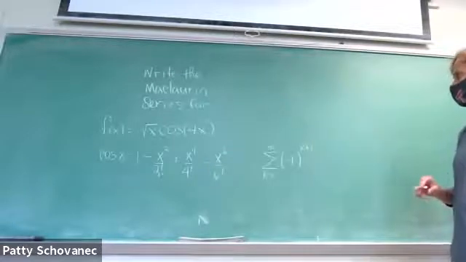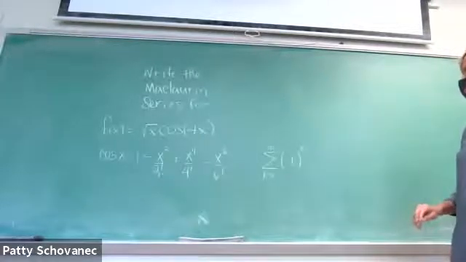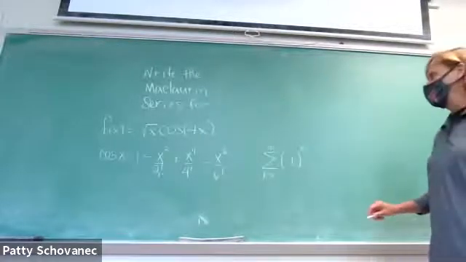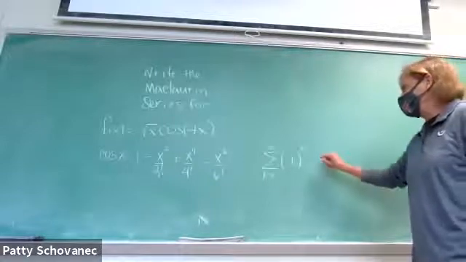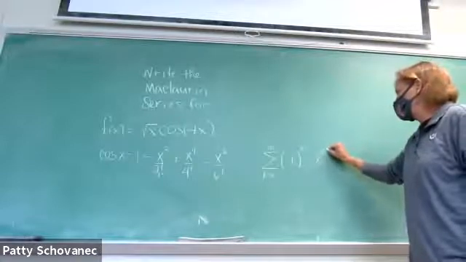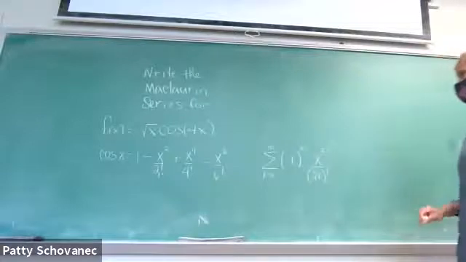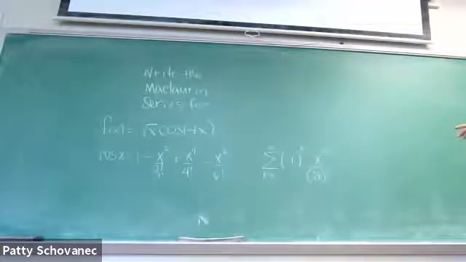So the first one's a 1, and now I need x to the 2k all over 2k factorial. Does that look like it's going to work? It gives me a 1 when k is 0. It gives me a negative x squared over 2 factorial. Yeah, that's going to work.